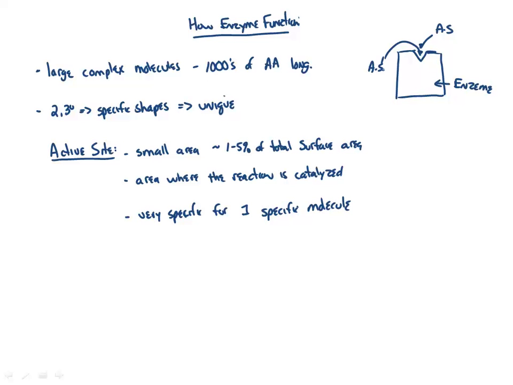So this is where, when we say it's specific for one specific molecule, for instance, in our carbohydrate example, that's an alpha-1,4 glycosidic bond versus a beta-1,4 glycosidic bond.